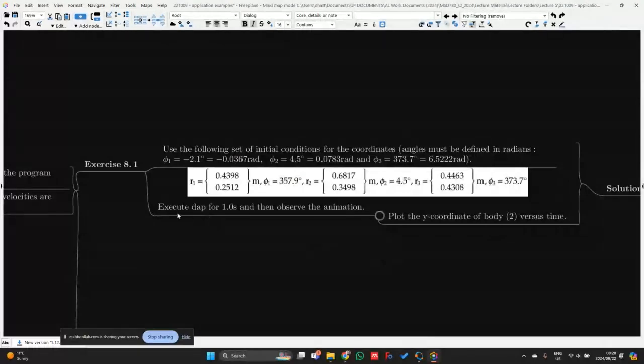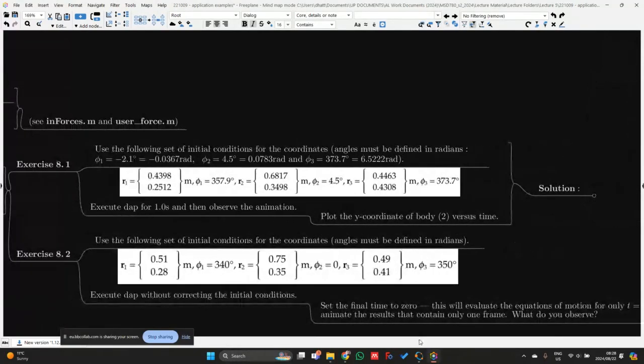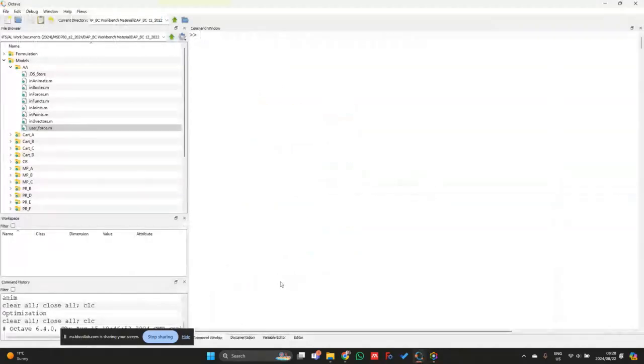Okay, so they tasked us with executing that for 1 second and then observing the actual animation of the system. We can plot the y coordinate of body 2 versus time, and before we look at the solution, let's do that. I'm going to head back to my command window to make sure that I'm working with a clear workspace. I'm going to say clear all, close all, clc. Once I've done that, I can say let's run DAP, and I want to run AA, the double A arm suspension system.